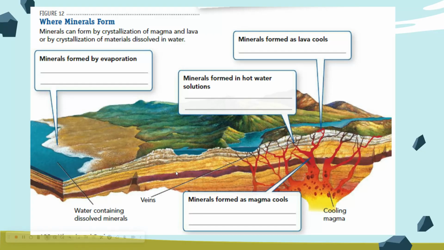So the last thing I want you to do is to go back through your notes that we just went over and look for the examples of the minerals formed in these four different ways, and go ahead and write the examples in your notes, and we'll go over those when I come back.